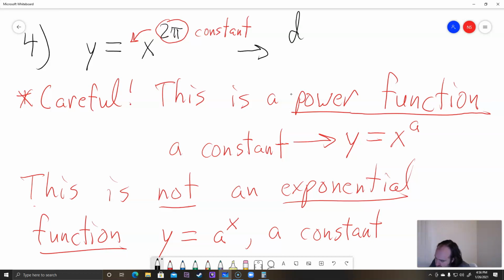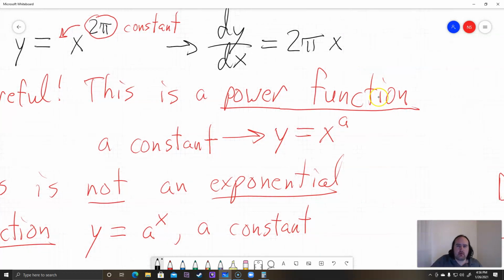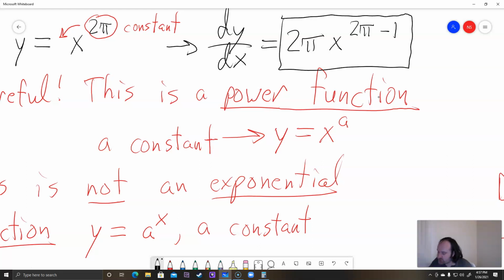So this one is going to be dy dx equals, bringing the exponent out front, 2 pi times x to the 2 pi minus 1. dy dx equals 2 pi times x to the 2 pi minus 1. And that's actually our answer. You can't really simplify 2 pi minus 1 because they aren't like terms. So that's your final answer.